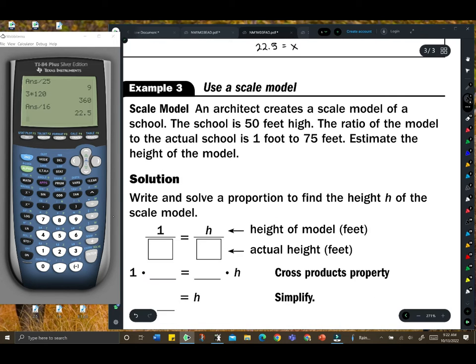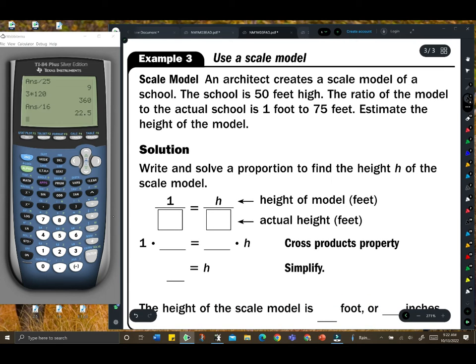Scale models. This is the other use of proportions and ratios. Really useful for an architect. Sometimes you make models of the big skyscrapers you want to build. So the school is 50 feet high. The ratio of the model to the actual is 1 foot to 75 feet. What we want to know is, if we have a little model, what is the actual size? That is what a scale does.